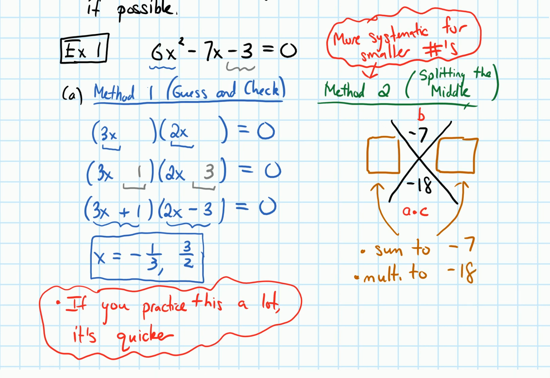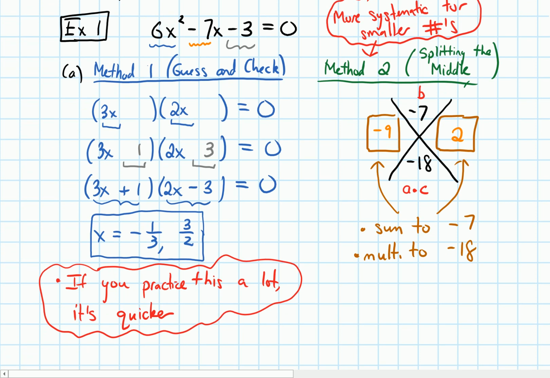So we might have to think about this a little bit, but the numbers that end up working are -9 and +2. They sum to -7 and they multiply to -18. All right, so what I'm going to do is use the -9 and the 2 to do what I call splitting the middle, to split this -7x term. All right, so let me write that down, and then let's talk about what that looks like.